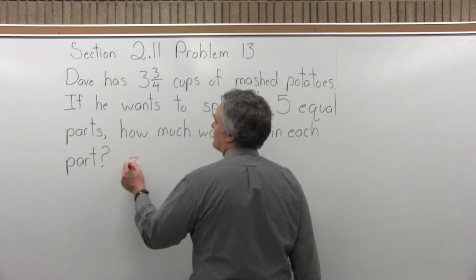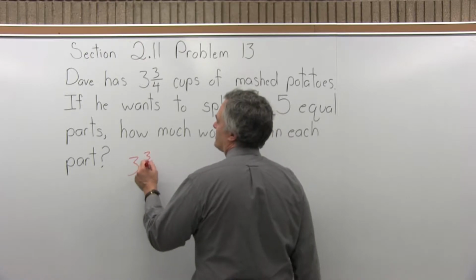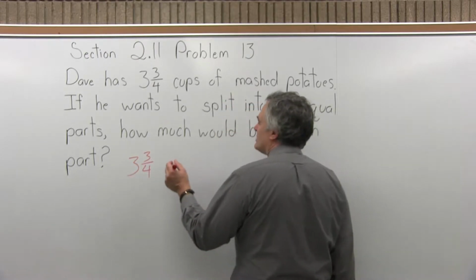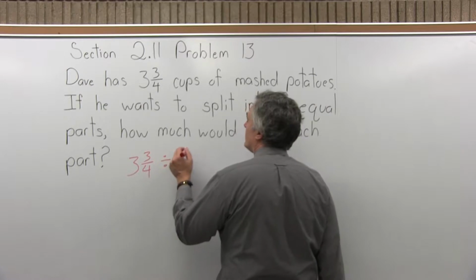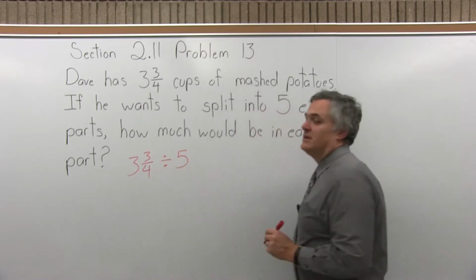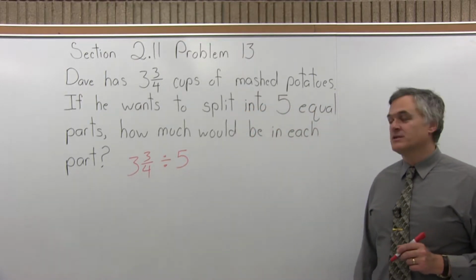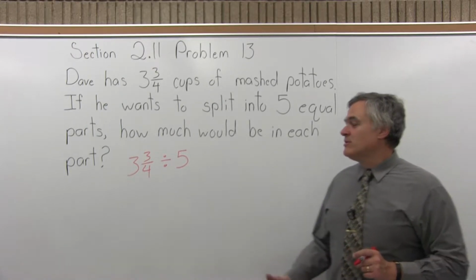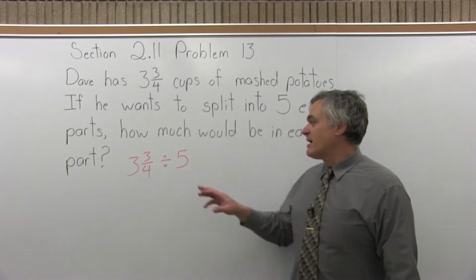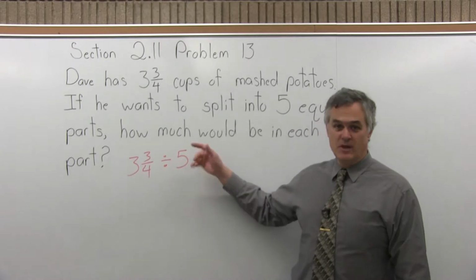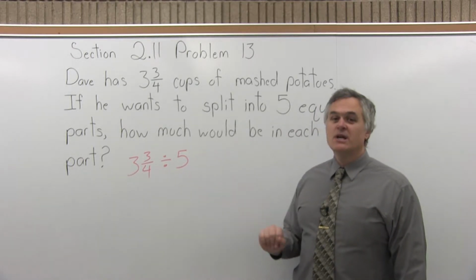So he has 3 3/4 cups of mashed potatoes, and he wants to split it into 5 parts. So if we divide by 5, that will split it into 5 parts. So that's the math we have to do. Now, in order to do this, a couple of things have to happen. When we divide fractions, we want to flip the second fraction or invert it and multiply.